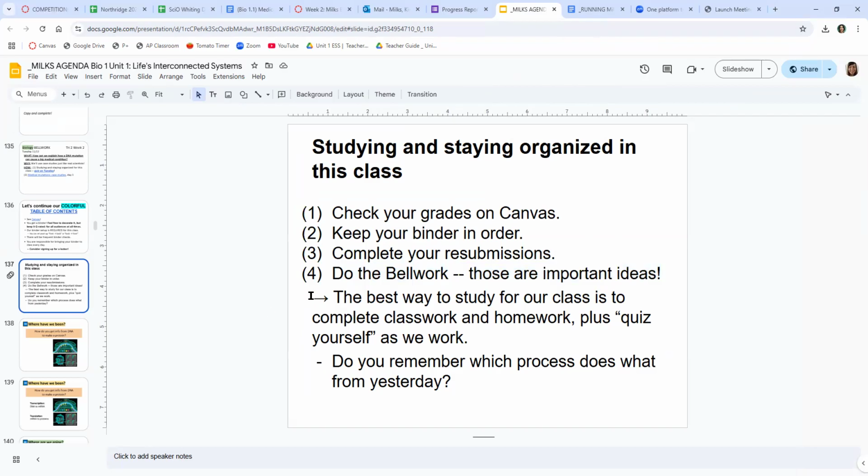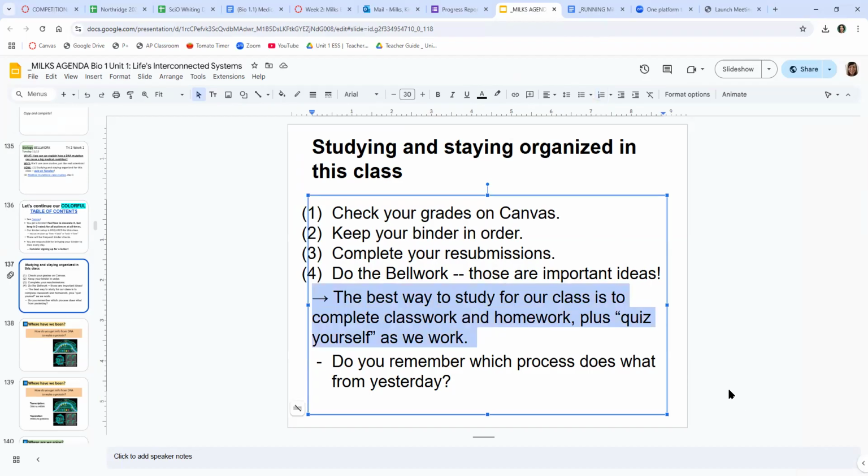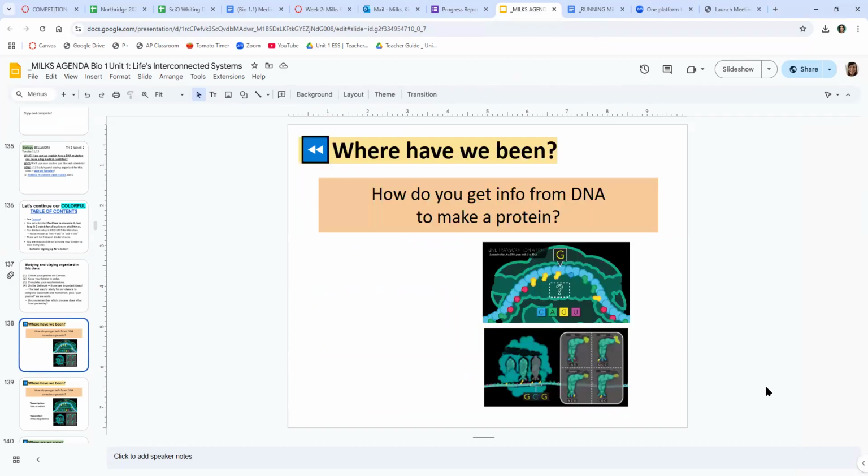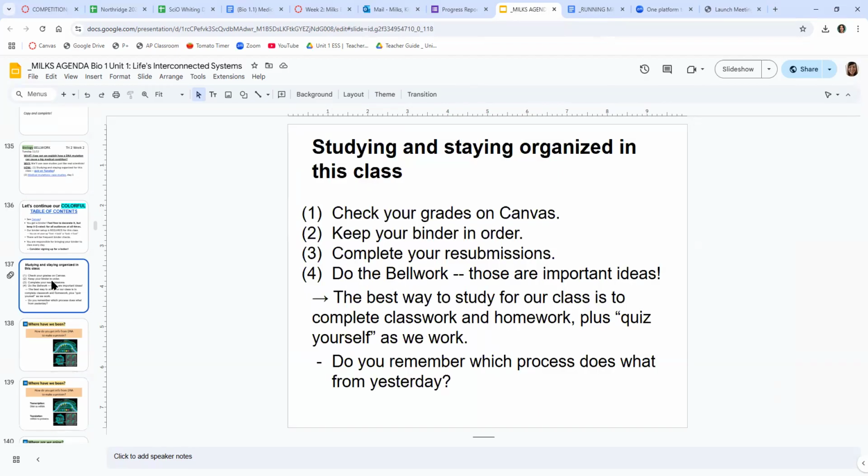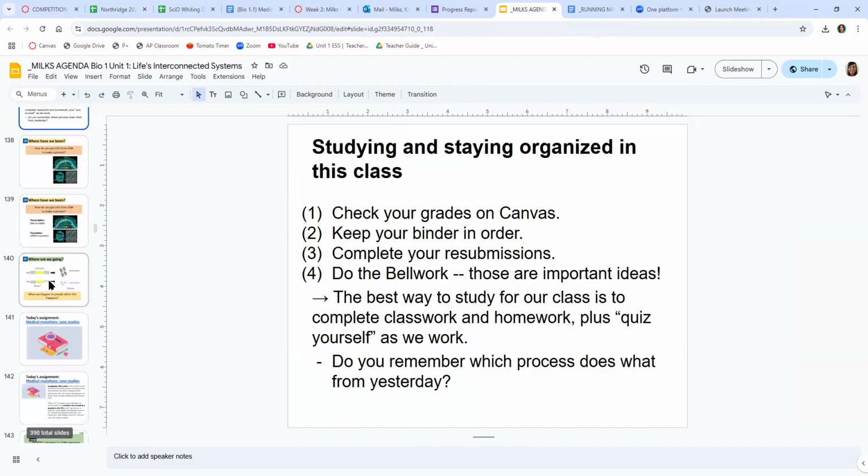So the best way to study for our class is to complete classwork and homework, quizzing yourself as you work. And we're actually going to give you some scaffolds for doing that self-quizzing later on. But to start, do you remember which process does what from yesterday? Yesterday, we learned about how you get info from DNA to make a protein, but do you remember which step each of these is and what it does? It's these: transcription, DNA to messenger RNA, and translation, messenger RNA to proteins. Just stuff like that, you're going to build that as you are together in our class with us, if that's something that you are still learning.